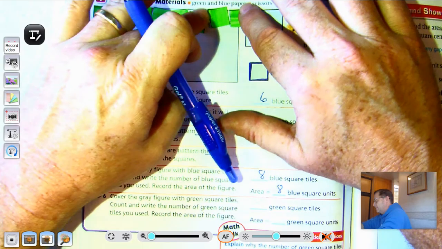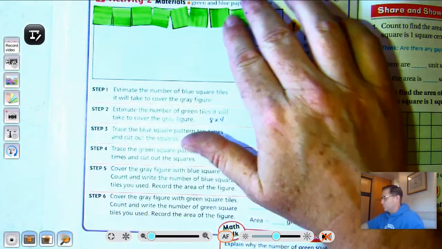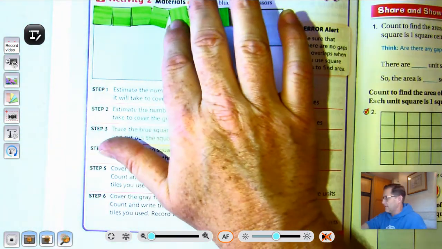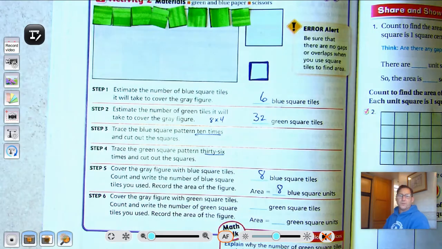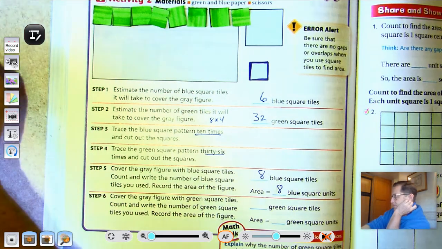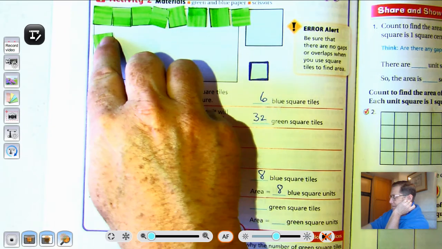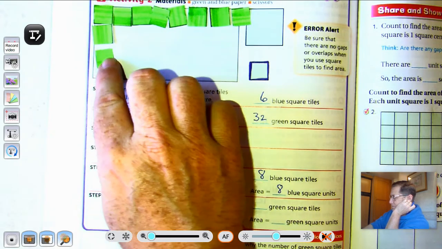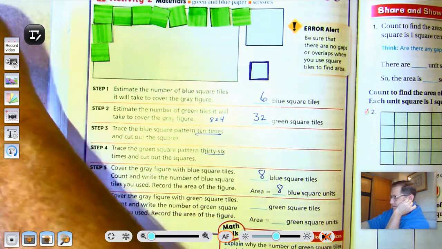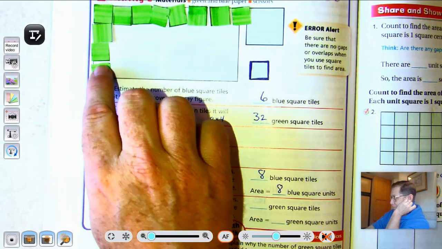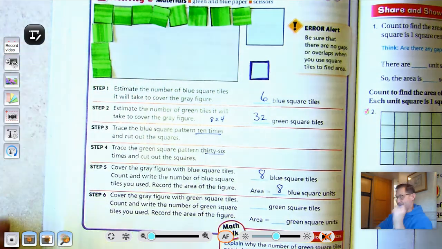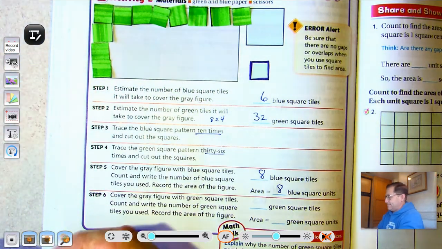Okay. The littler ones are a little hard to keep lined up, but we're going to do our best. So 8 straight across, and how many down? 2, 3, 4 down. Yep. So it's going to be a 4 by 8.